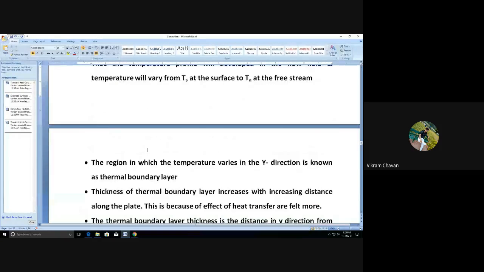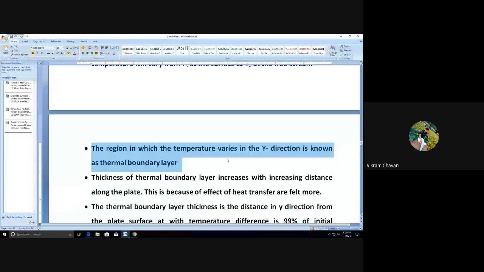Okay, the region in which the temperature varies in the y direction is known as thermal boundary layer.